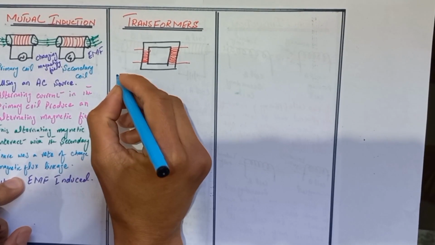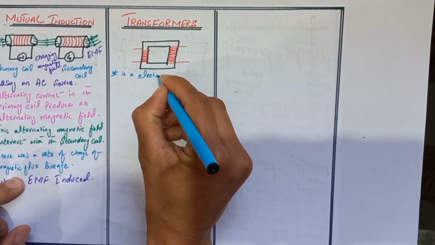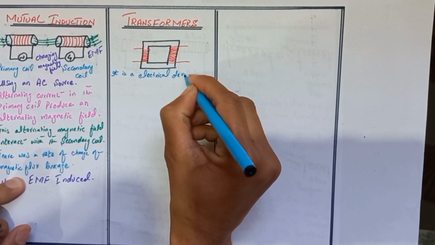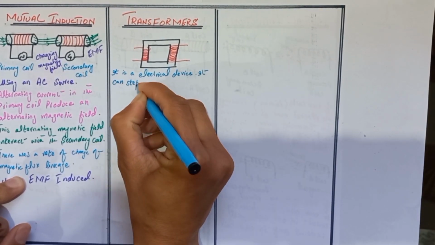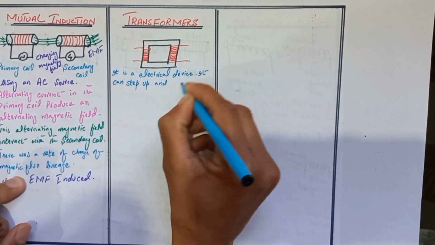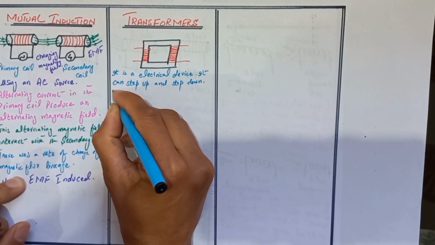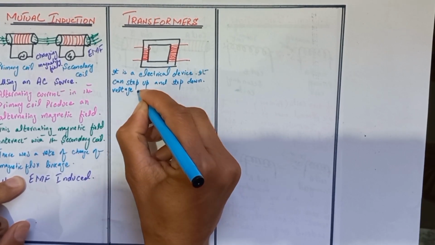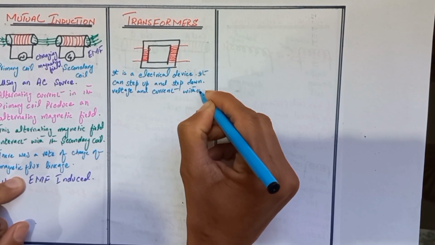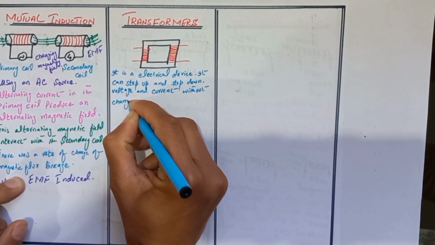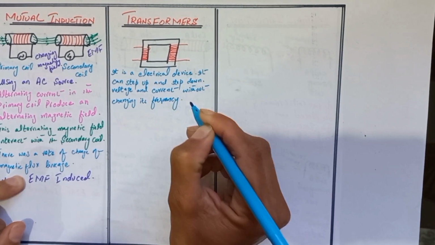So here we write: it is an electrical device. It can step up and step down voltage and current without changing its frequency.